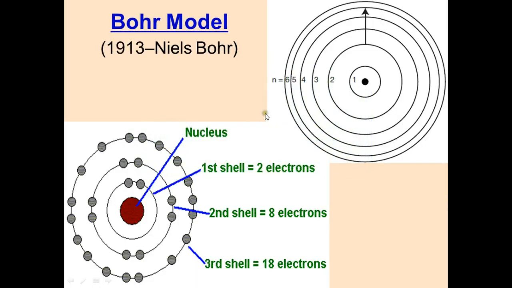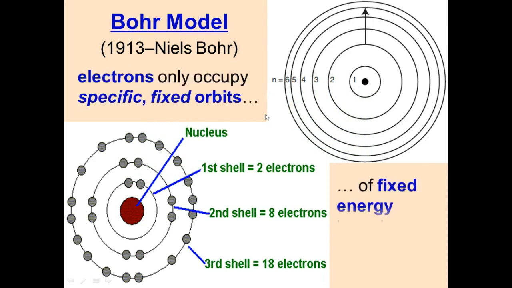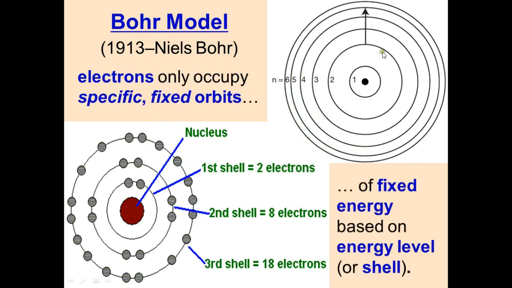And that brings us to the Bohr model. Niels Bohr was the one that developed this model where electrons are in fixed energy orbitals. The model said that electrons only occupy specific fixed orbitals, and each orbital has a fixed amount of energy. And so if an electron gains energy, it can move to the next orbital.